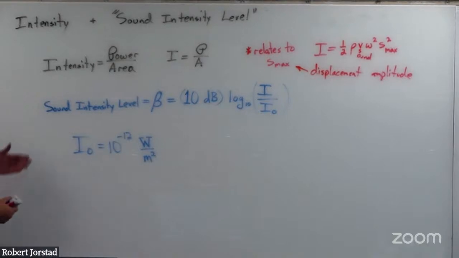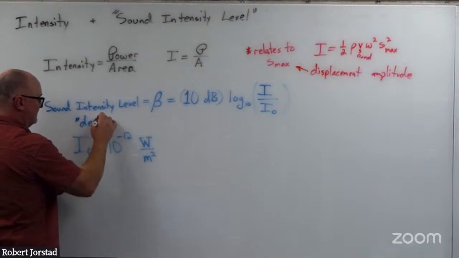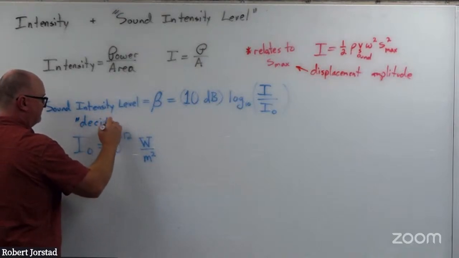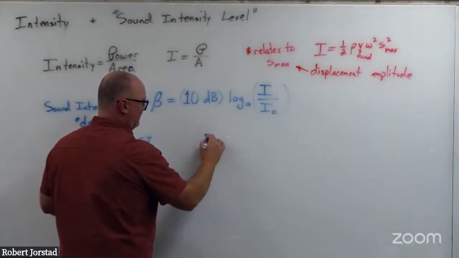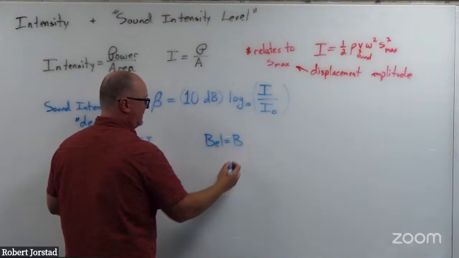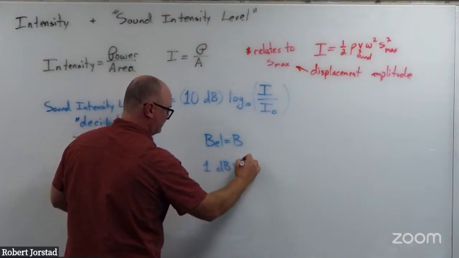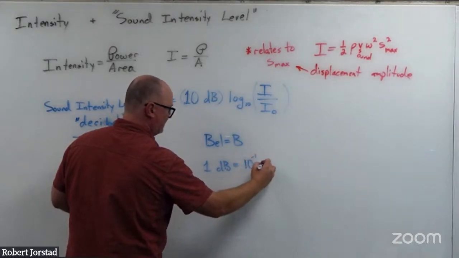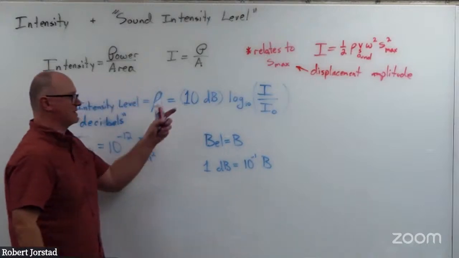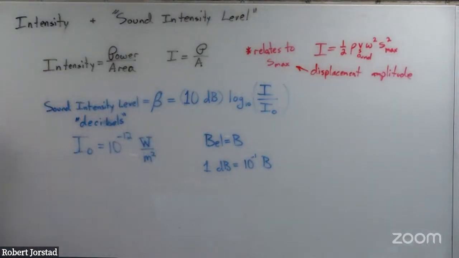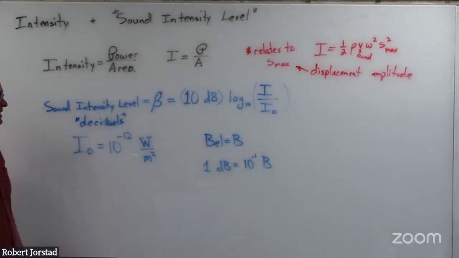Sound intensity level. In short, this is just your decibels. Okay. The real unit is a bel, and then a decibel is 10 to the minus 1 bel. But we always use dBs. So a lot of people will say dBs. I say dBs. Sound intensity level, decibels, dBs, beta, all of those are kind of interchangeable.